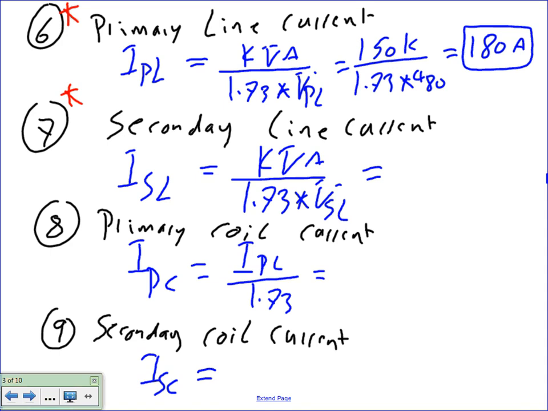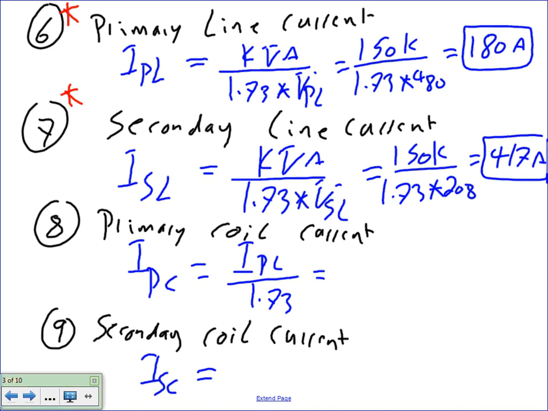Okay, secondary line current, the same thing. Secondary line current will take the same kVA divided by 1.73 times the secondary line voltage, which is 208. And on the secondary side, that baby can pump 417 amps out of the system. 417 amps into the system. Any question about this?